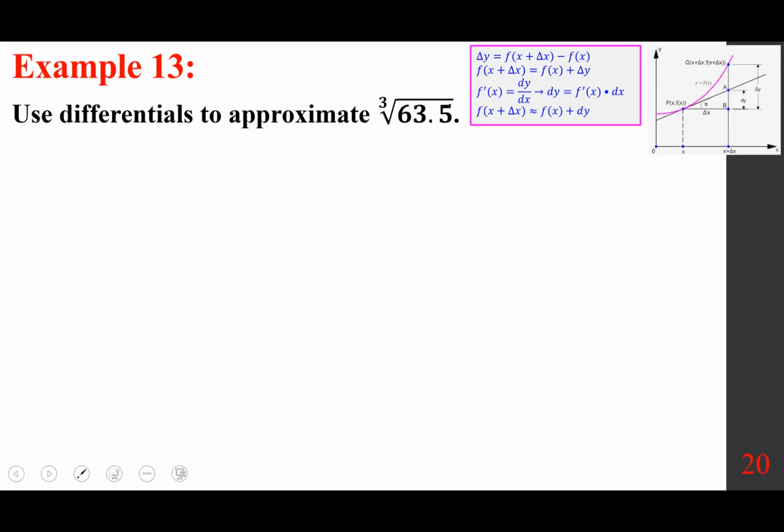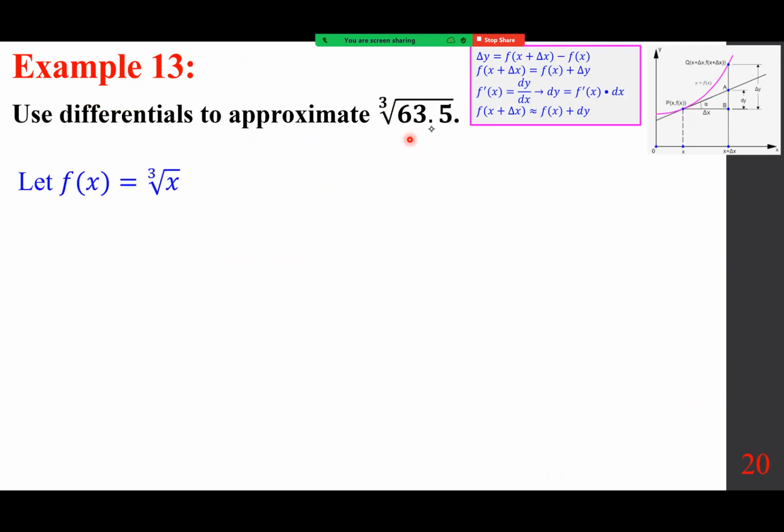How about cube root of 63.5 using the same process? And to do that, again, we need a function. And the function comes with the operation. All you have to do, look at this operation. What are we doing here? Cube root of 63.5. So f of x is cube root of x.